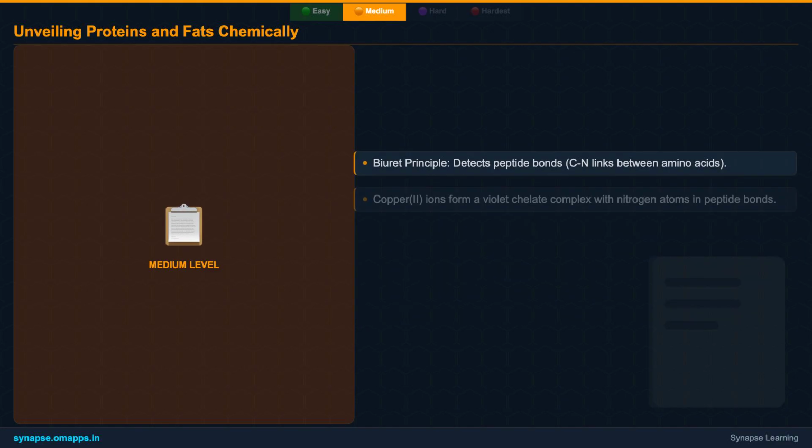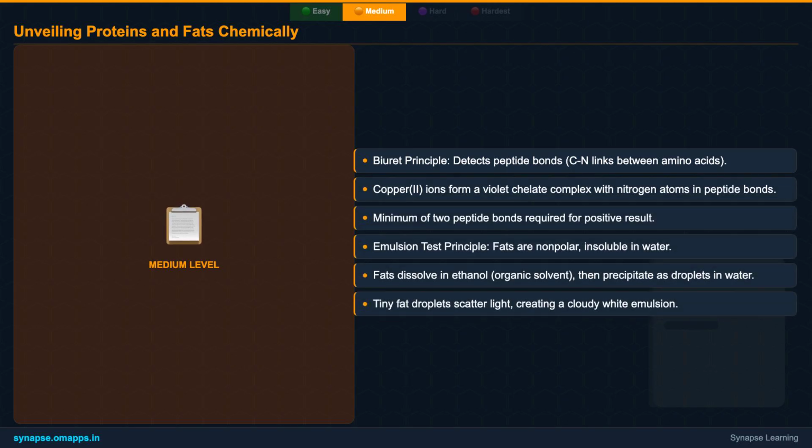Now, let's uncover the chemistry behind protein and fat tests. The Biuret test for proteins specifically targets peptide bonds, which are the links holding amino acids together in a protein chain. In an alkaline environment, copper(II) ions from the copper sulfate form a violet-colored complex with the nitrogen atoms in these peptide bonds. This unique complex is what gives the characteristic purple color, indicating the presence of protein.